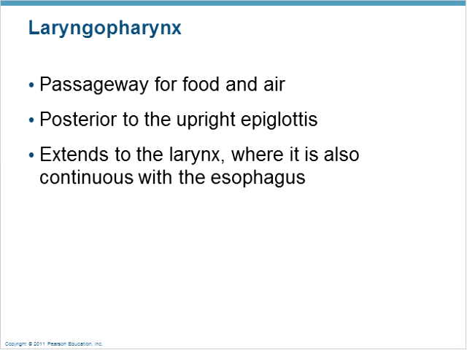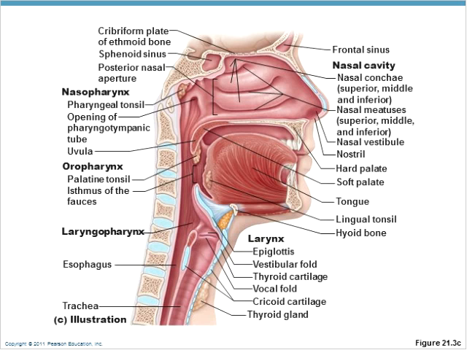The laryngeal pharynx is the passageway for food and air. It's posterior to the upright epiglottis and extends to the larynx, where it also continues with the esophagus. So you get a nice feel for that. We look at the nasal pharynx, you see the oral pharynx, you see the laryngeal pharynx, and finally we come to the larynx. The larynx will be the next thing we talk about, where you see the epiglottis here.